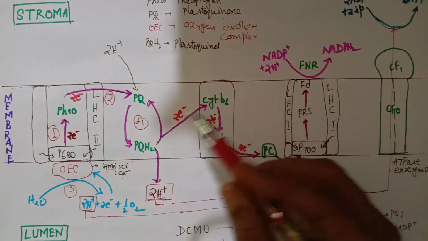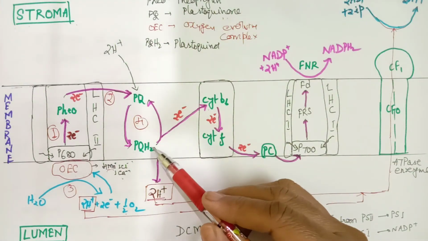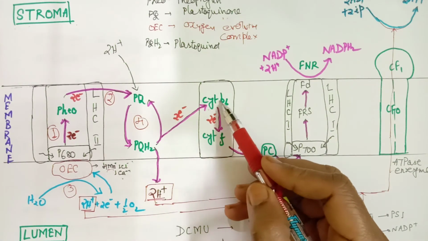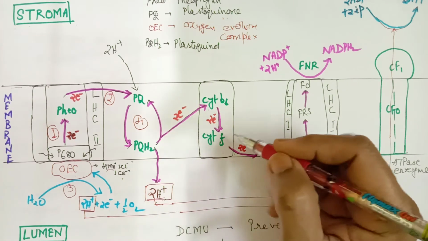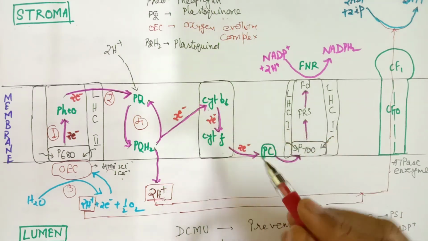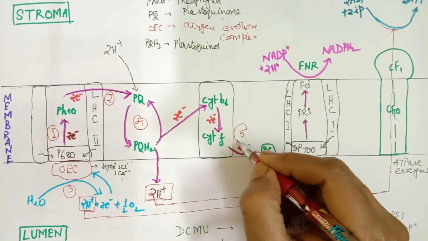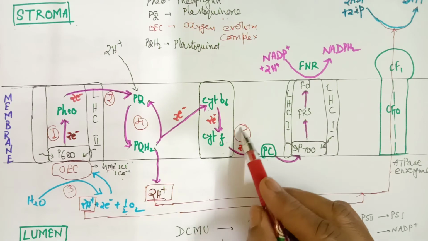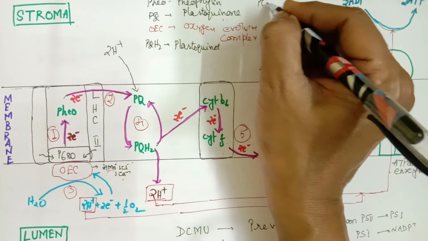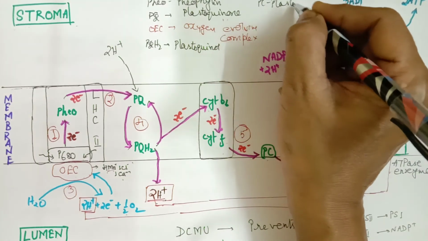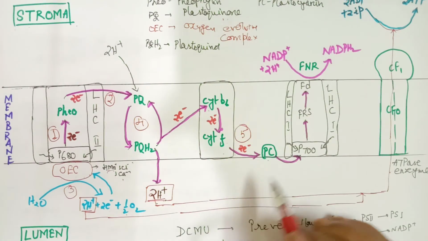Now next, fifth step will be from plastoquinol, the electrons are moving to cytochrome B6, from cytochrome B6 to cytochrome F, this complex, and from this complex to the next electron carrier called plastocyanin. So from cytochrome B6 to plastocyanin, we call it as the 5th step. PC, which I have written here, stands for plastocyanin. This is the 5th step.